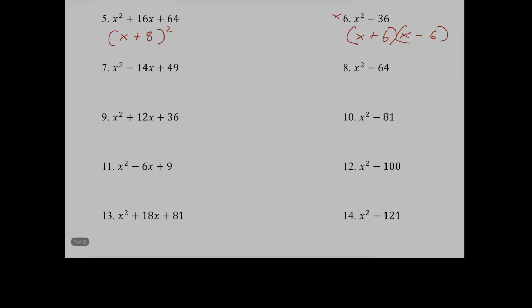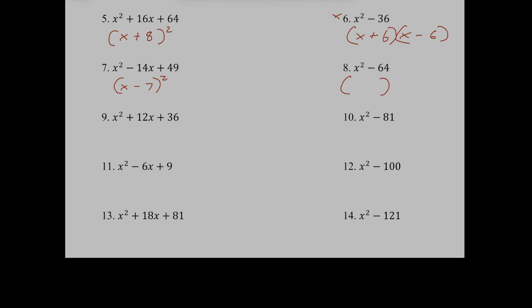Let's go on to number 7. It's a plus on the third term. Square root of 49 is 7. 7 times 2 is 14. Therefore, it is in the trinomial square position. So I'm going to put my x and my 7, and I'm going to use the sign of the middle.